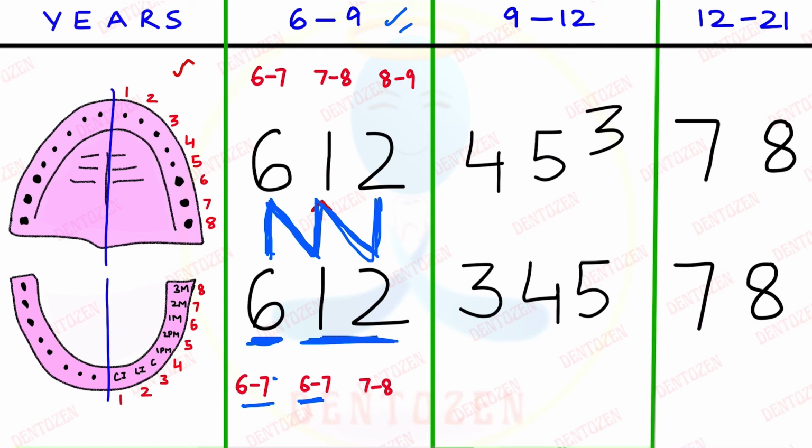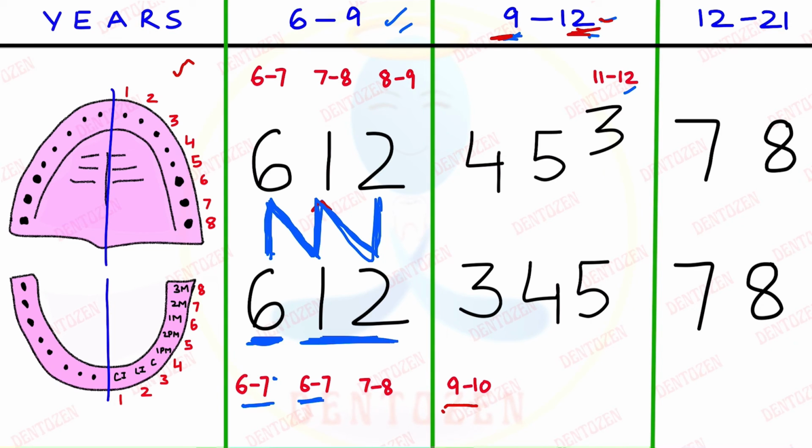Now let's see the canines and premolars. How to remember that? For 9 to 12, the mandibular canine comes first, so we give it the first number, 9, and the maxillary one comes last, so we give it the last number, 12. So for the mandibular canine it is 9 to 10, and for the maxillary canine it is 11 to 12, the last number.